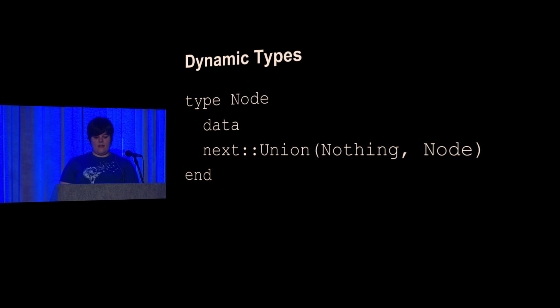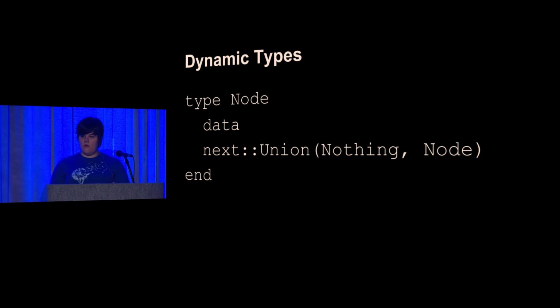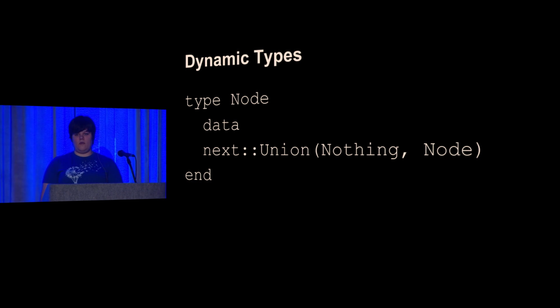You'll notice that next has a type annotation on it. The colons say this is a type. Union of nothing and node means that this has one of two types. It's either going to be nothing, which is a type that represents something like a null pointer. There's only one instance of nothing, and that is lowercase n, nothing. The other option is another node, so our types can refer to themselves.